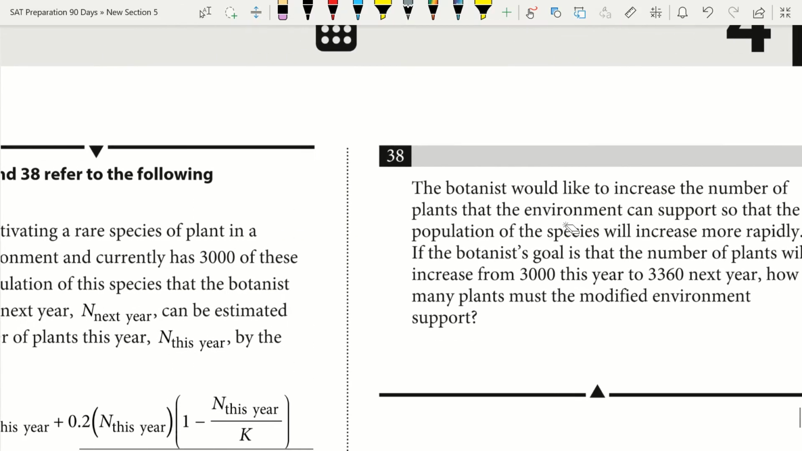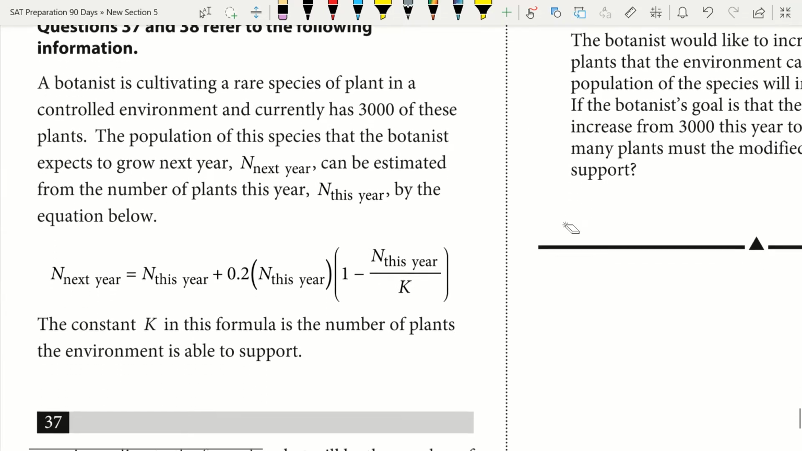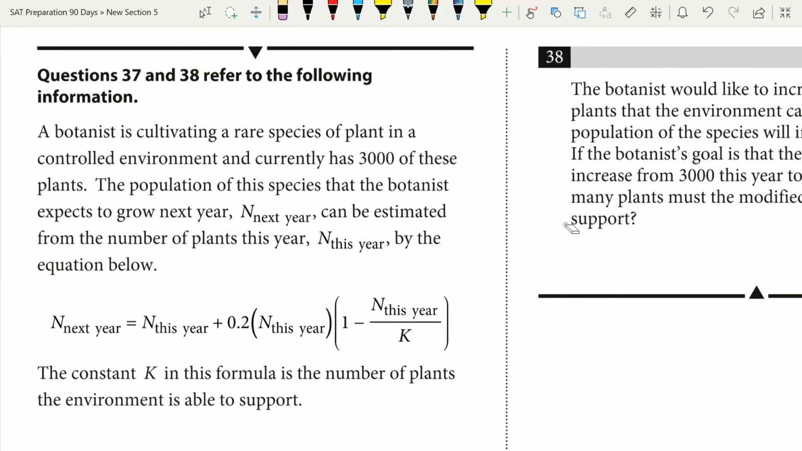Like I said, today it's looking like we're going to end up finishing fairly early for the math part, but that's okay because I'm not going to sit here and waste your time, you know? So now we got questions 37 and 38.